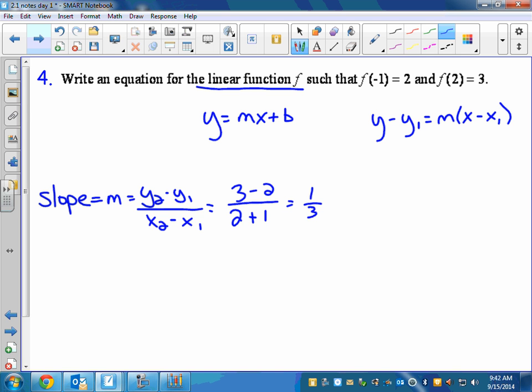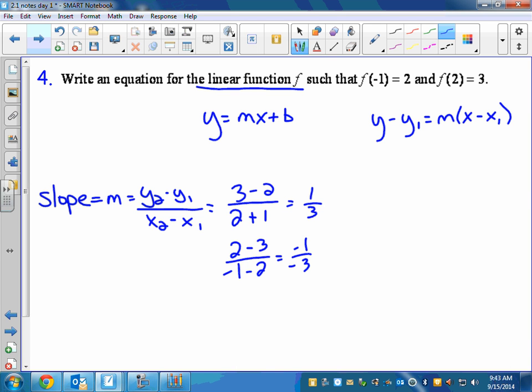Wait, you can just move it so you don't want to keep a negative and just move some order. Yes, as long as you go in the same direction, right? If you start with this y and subtract 2, then that means you have to start with this x. But you would have got the same answer if you went the other way. Like if you would have went 2 minus 3 and negative 1 minus 2, they would have both been negative, which would have simplified to be positive. So as long as you go in the same direction, it doesn't matter which way you go.